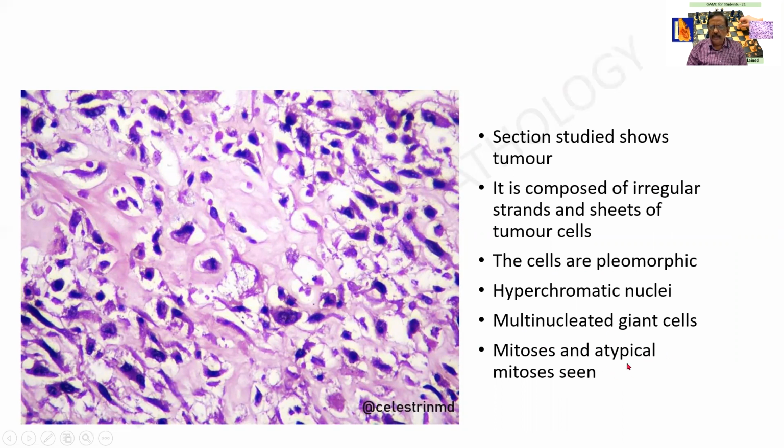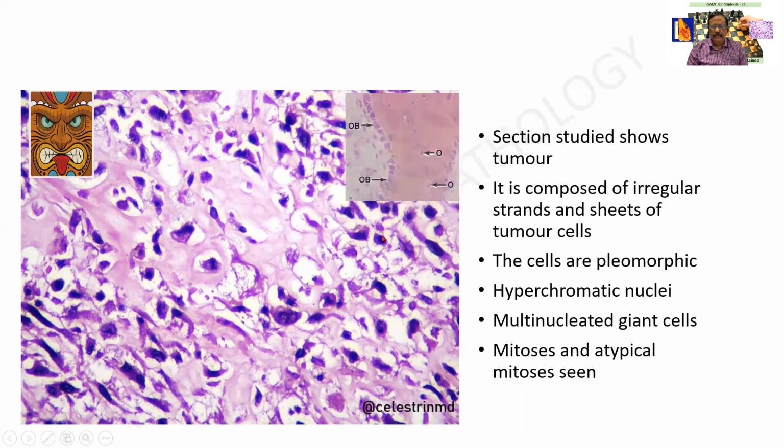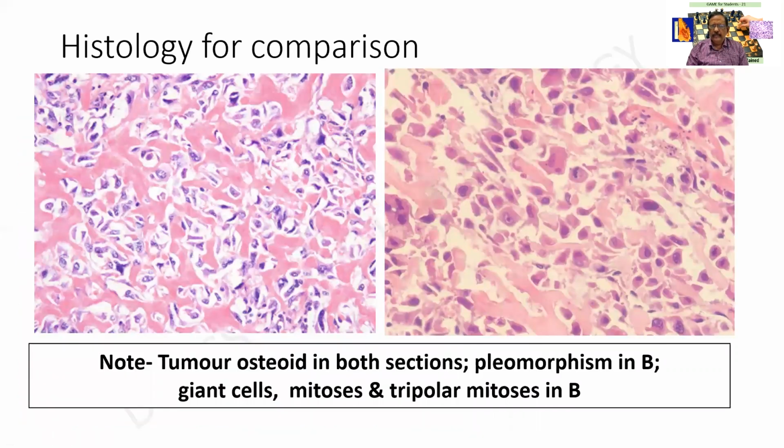What I mean by the word atypical mitosis, normally a nucleus will divide into two. Sometimes it can be three, it can be irregular, etc. So it is of an aggressive nature. You find that it is quite frightening, the picture itself, when compared with the bland picture of the normal bone. This is again for comparison.